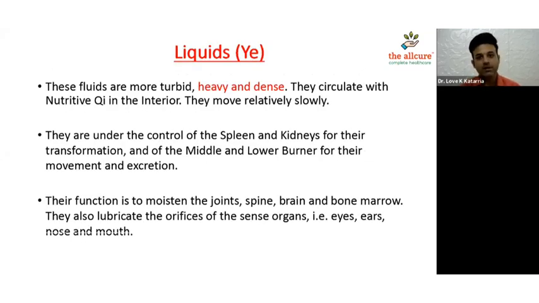Now the Ye part, the liquids, are heavy and dense. Because they are heavy, they move with the other chi we saw, the nutritive chi, which flows in the interior of the body. They are controlled by the spleen and kidneys for their transformation, and by the middle and lower burner for their movement and excretion. Their function is to moisten the joints, spine, brain, and bone marrow. You can see they are also performing very important functions. They also lubricate the orifices of the sense organs: eyes, ears, nose, and mouth.